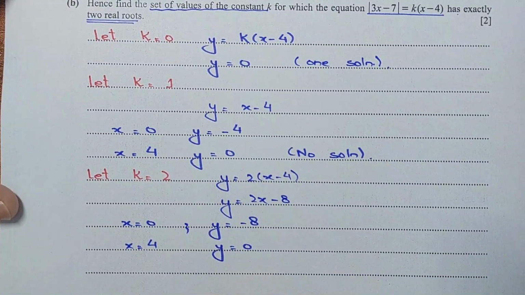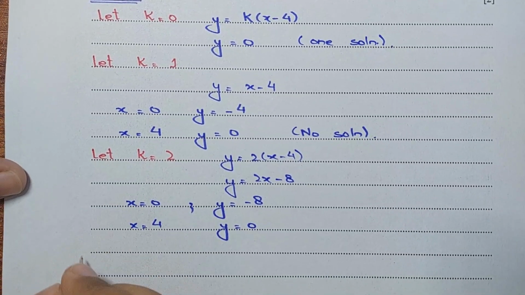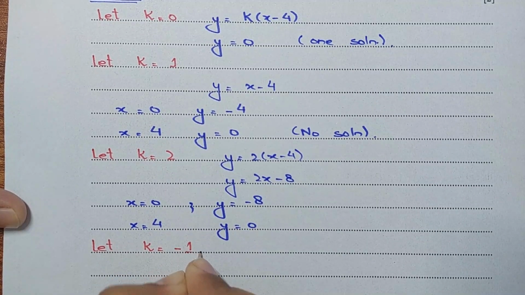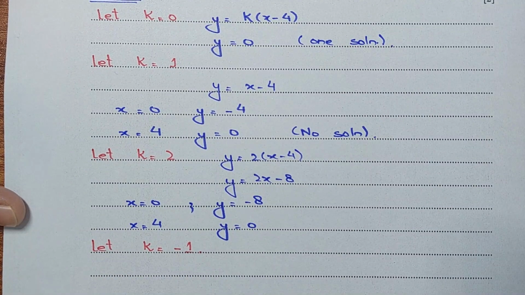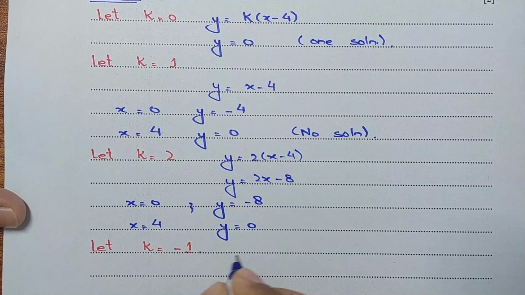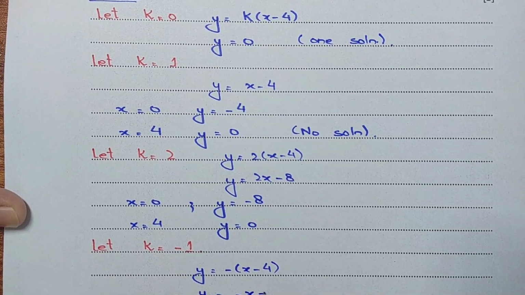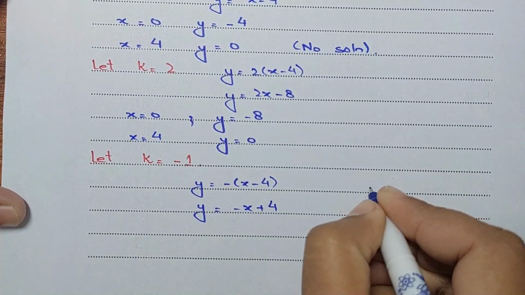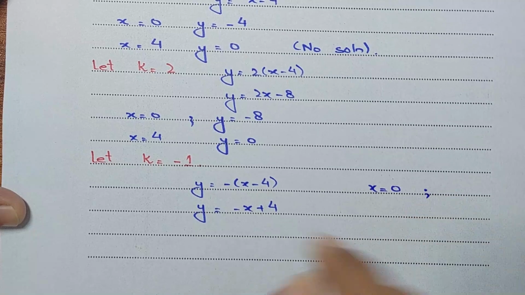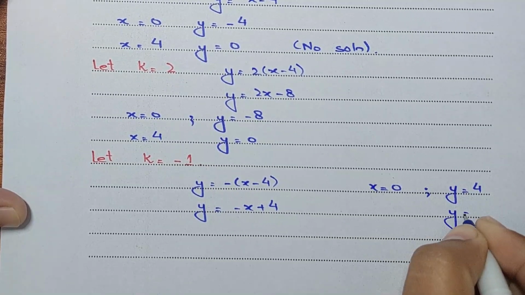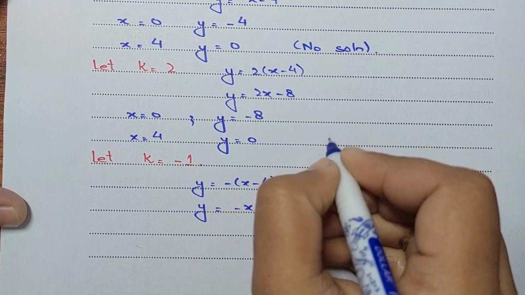So we have checked with the positive k values 0, 1, 2. Let me check for the negative values of k, right? Here we can say let k be equal to negative 1. So when k value is negative 1, we have the equation y equals minus x minus 4, or we can say y equals minus x plus 4. Okay, here when x is equal to 0, what happens to y? Y is 4. And when y equals 0, what happens to x? Here again we have no solution.